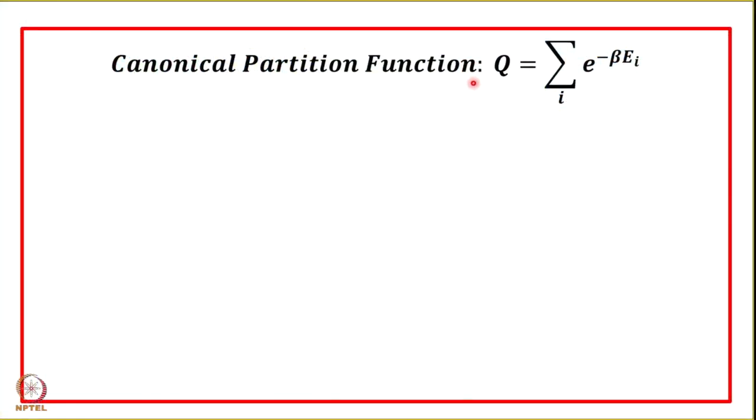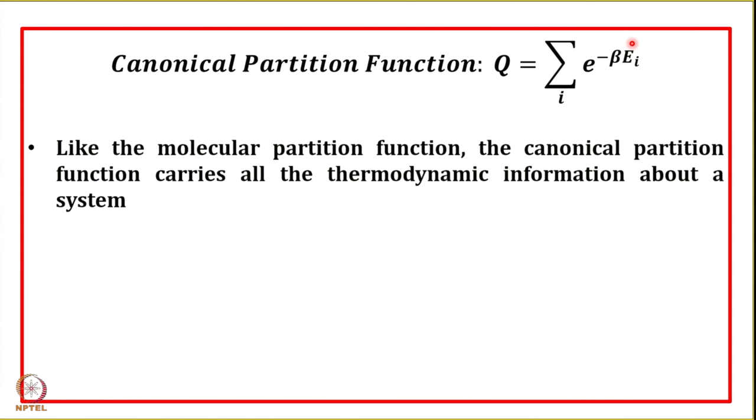In the previous lecture, we talked about the canonical partition function, which is the summation over i of exponential minus beta Ei. This Ei is an energy state in which Ni, that special character Ni, number of members belong to. Like the molecular partition function, for which we gave the symbol small q, this canonical partition function carries all the thermodynamic information about a system. That means we can connect this Q with various thermodynamic quantities.